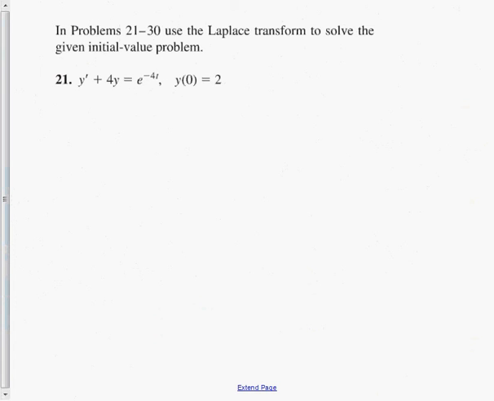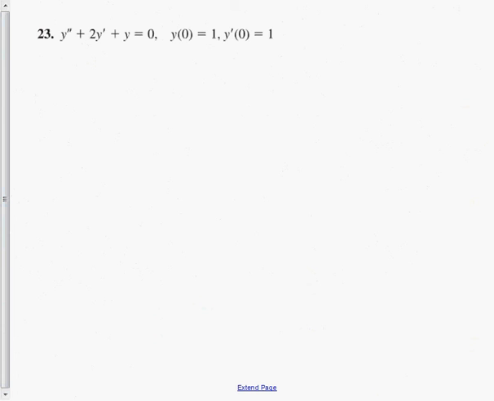Now, use the Laplace transform to solve the given initial value problem. And it looks like one of these problems will be the only one that I can do with the time. So let me pick this one right here. This is the second order, so it's a little bit more involved. So I'll do this one, and then I'll be finished. It's going to take me over a few minutes, but I do apologize.